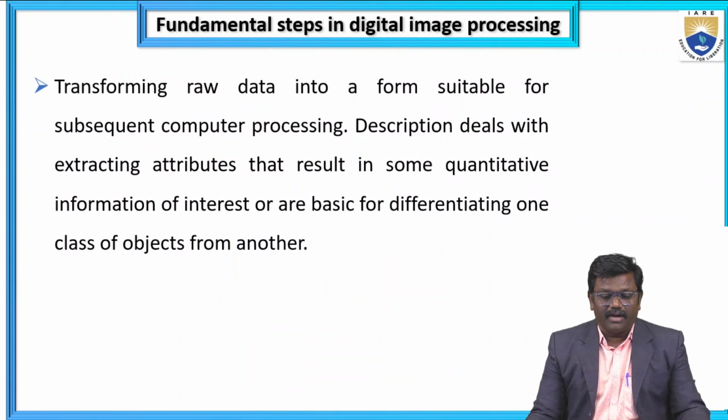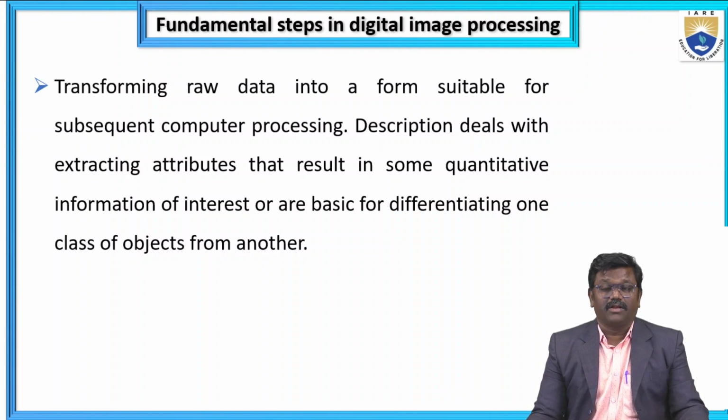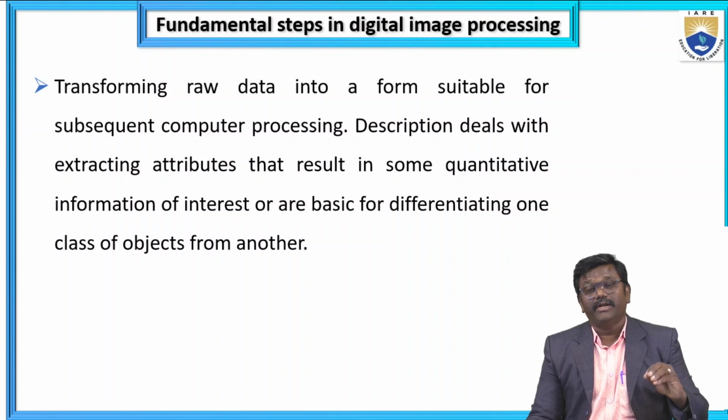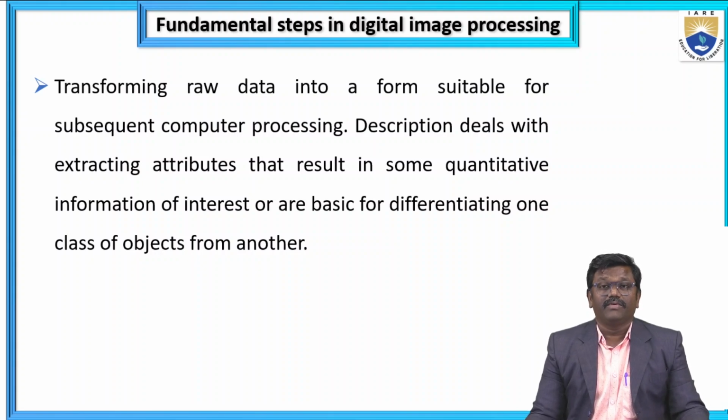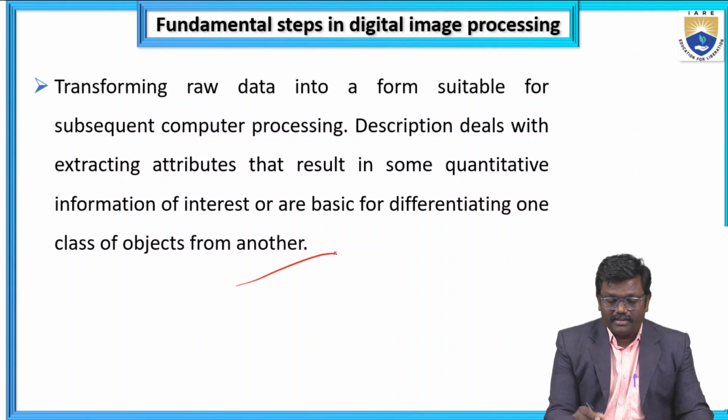Coming to the concept we are concentrating on here, the complete steps in digital image processing: right now we concentrate on transforming raw data into a suitable form for subsequent computer processing. Description deals with extracting attributes that result in some quantitative information of interest or are basic for differentiating one class of object from another.